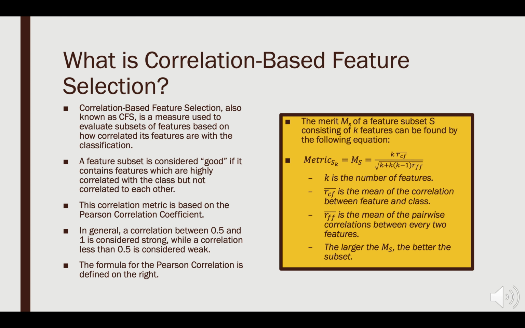What is correlation-based feature selection? Correlation-based feature selection, also known as CFS, is a measure used to evaluate subsets of features based on how correlated its features are with the classification. A feature subset is considered good if it contains features which are highly correlated with the class but not correlated to each other. This correlation metric is based on the Pearson correlation coefficient. In general, a correlation between 0.5 and 1 is considered strong, while correlation less than 0.5 is considered weak. The formula for the Pearson correlation is defined on the right.